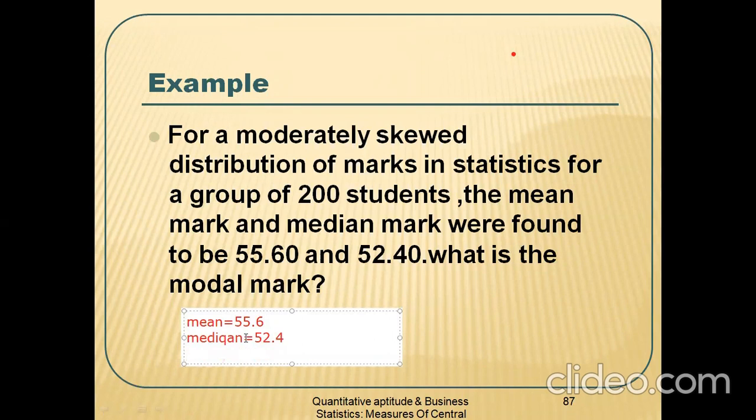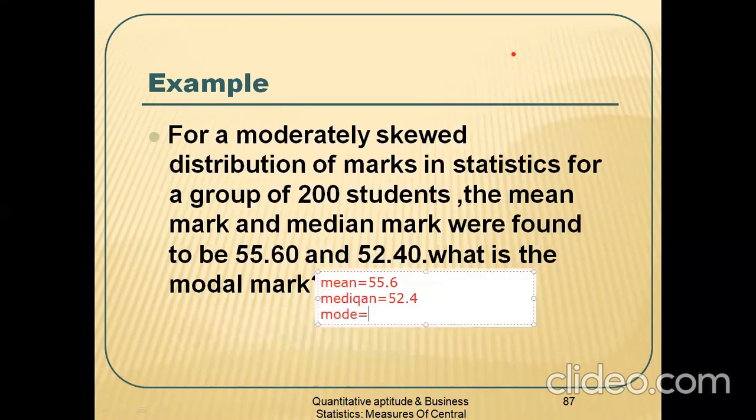We have discussed the empirical relationship. It is a non-symmetric distribution, therefore we have to apply the empirical relationship. What is that empirical relationship? Mode equals 3 median minus 2 mean. I will denote mean as x bar. Here mean and median are given, so in this circumstance I can calculate the mode.